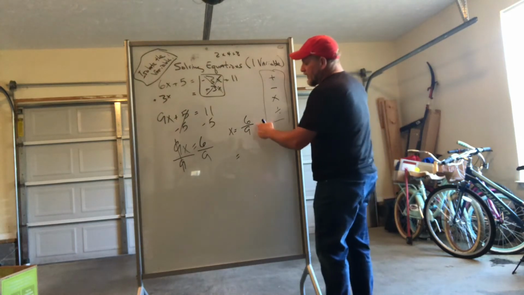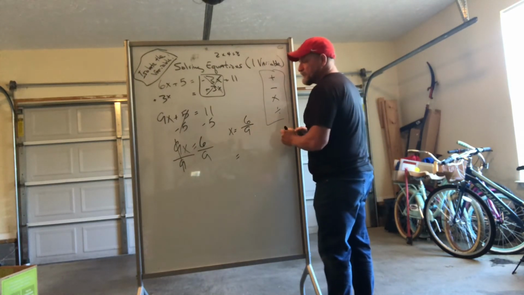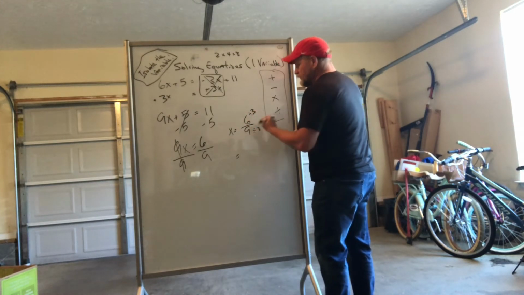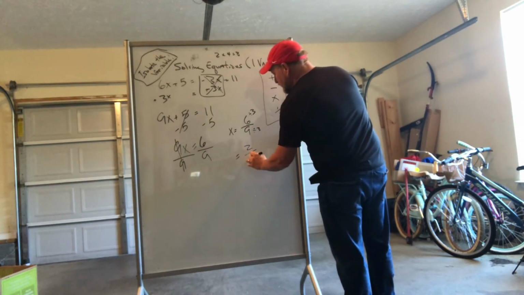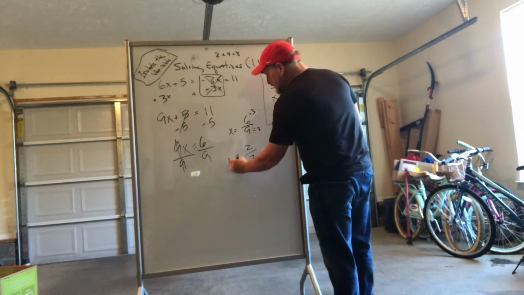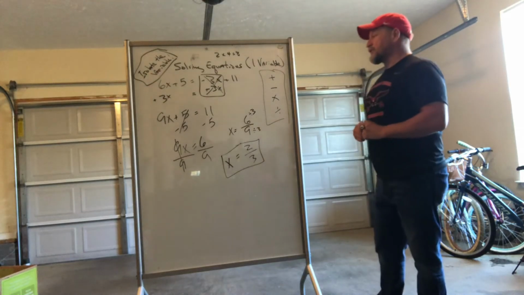So what I've got to recognize here is, is there a number that goes evenly into 6 and into 9? Well, that number is 3. So now I can say 6 divided by 3 is 2, 9 divided by 3 is 3. So my simplified answer is x equals 2 divided by 3, or 2/3.